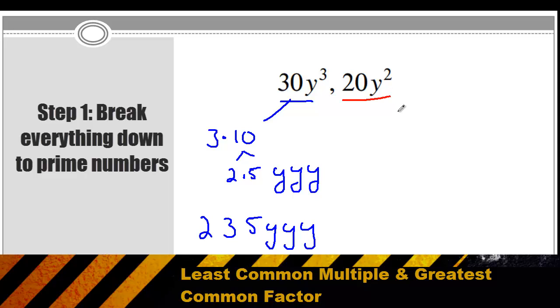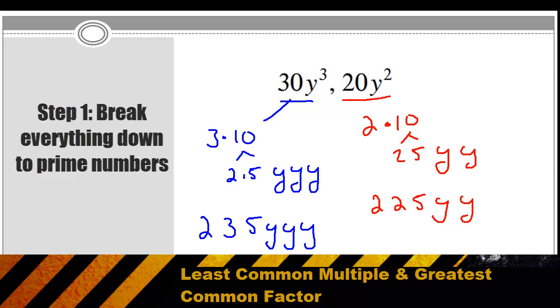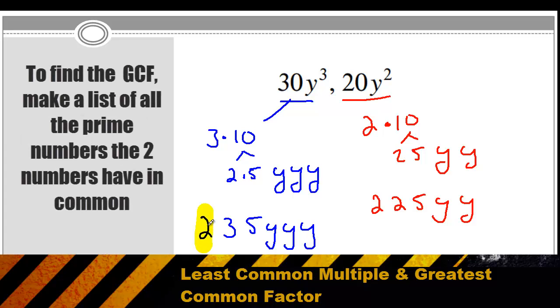For 20, I use the exact same process. 20 breaks down to 2 times 10, which breaks down to 2 times 5, and then my y squared is simply y times y, so my prime factorization is 2 times 2 times 5 times y times y. To find my greatest common factor, I'm first going to identify the prime factors that both numbers have in common. So we both have a 2, and we both have a 5, and then each number also has 2 y's. So my greatest common factor is 2 times 5 times y times y, or 10y squared.